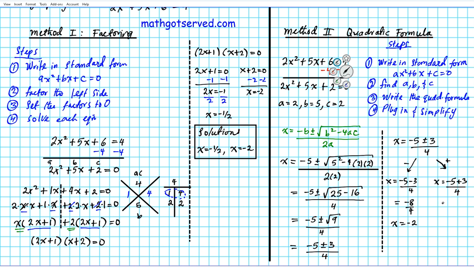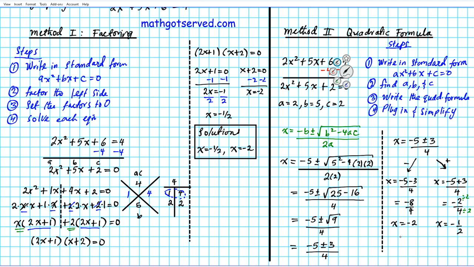And then the second one, minus 5 plus 3. Subtract, keep the sign of the bigger, negative 2 over 4. To simplify that, you divide top and bottom by 2. So divide by 2, divide by 2. And that will give us the reduced fraction, x equals negative 1 over 2.